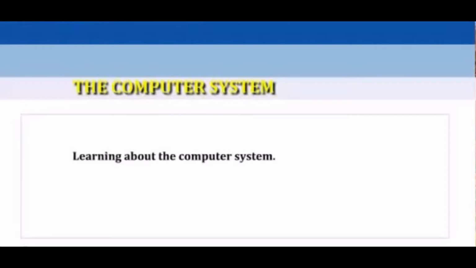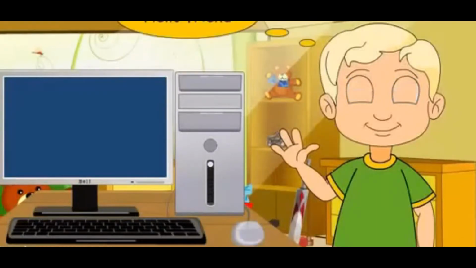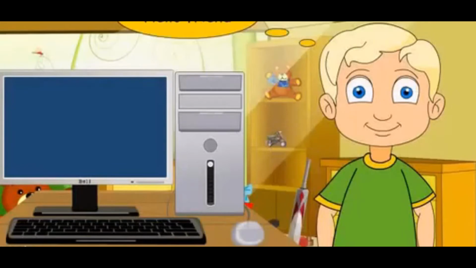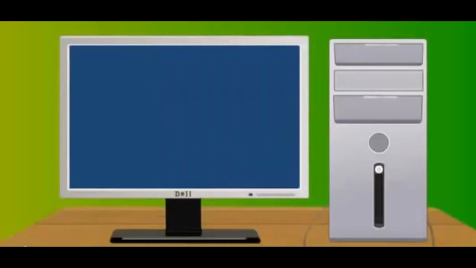Learning about the computer system. Hello friends! You know about the different parts of computer and the way they work? All the parts of the computer together make a computer system. A computer system has three main parts: the input unit, the processing unit, the output unit.